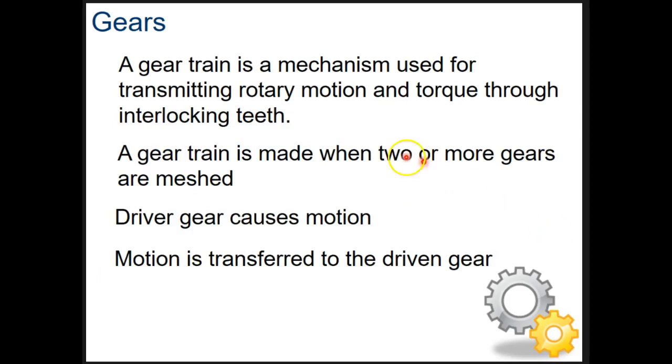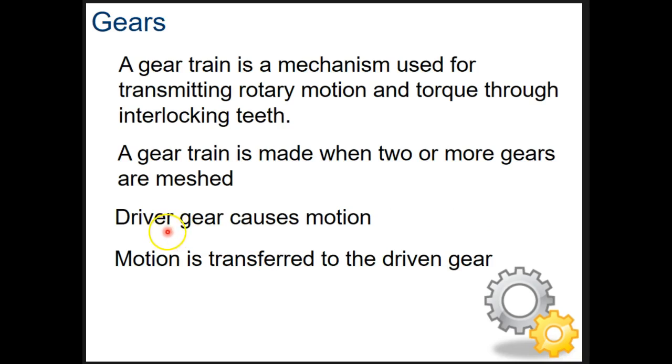This is just showing that the teeth have to interlock. So you can see that for the teeth to interlock, they have to be the same size, shape, and pitch, or they won't match. They have to match so that they can turn one another. And we have a train when two or more gears are connected.